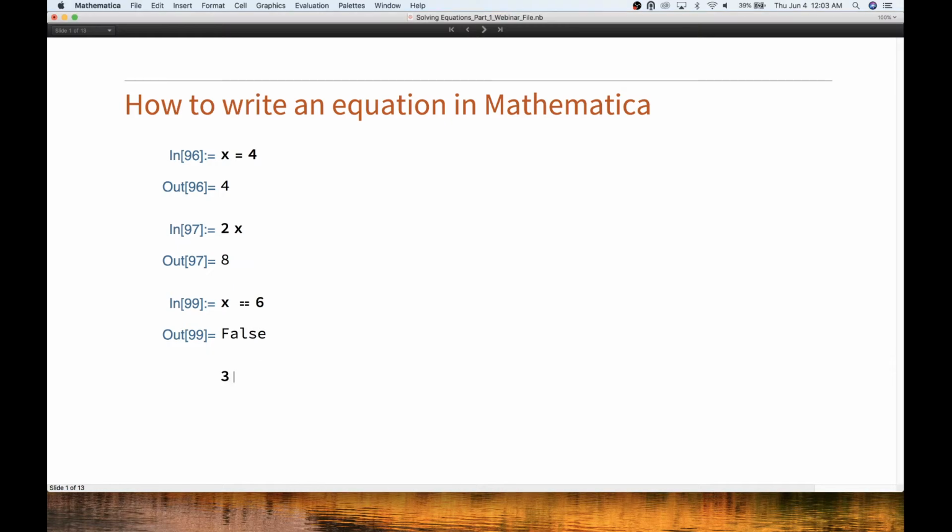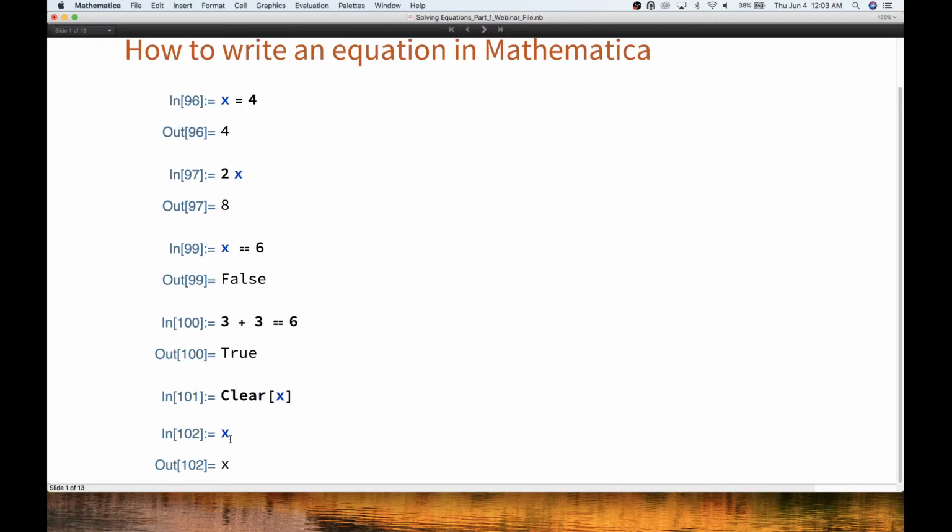Similarly, if I say 3 + 3 == 6, it will give me True. So it is very important that you do not confuse x = y with x == y. And if you want to clear any variable, you can just type Clear x, and now x is clear. So now when I call x, there is nothing stored in this variable.